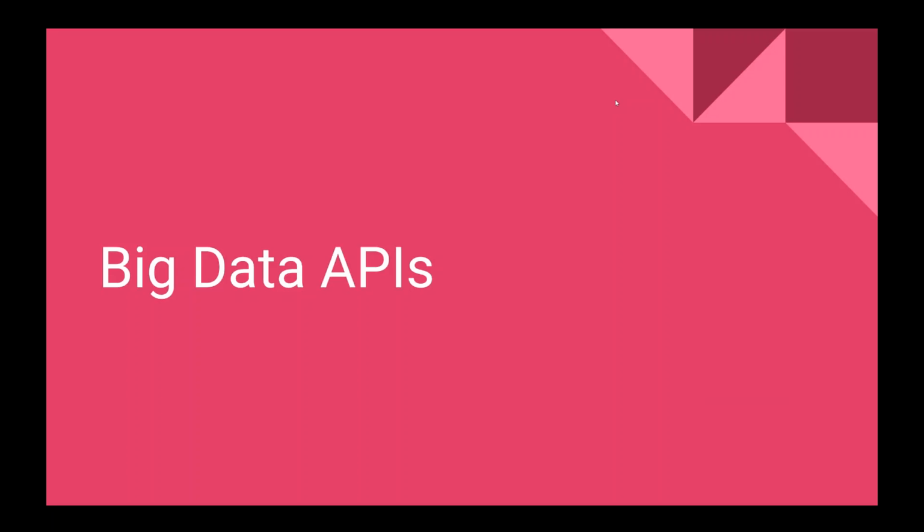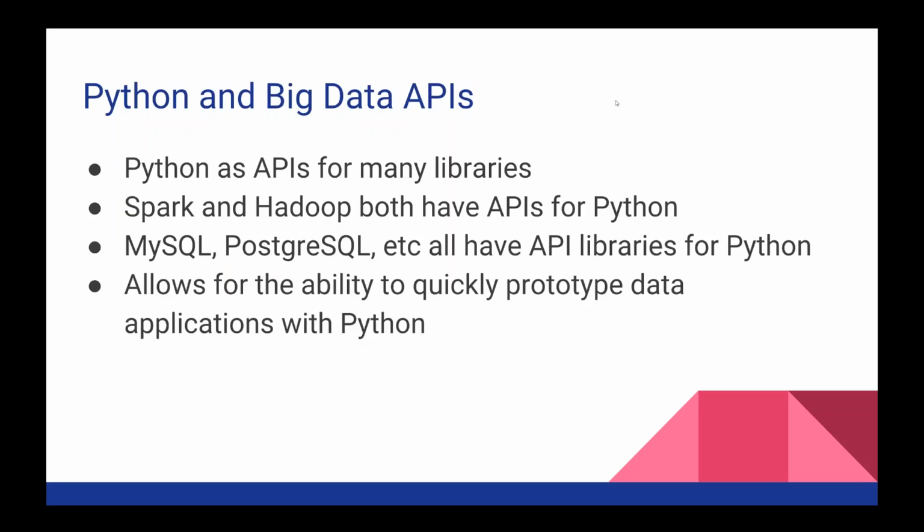So let's talk about big data APIs. Python is getting more and more popular as an API for a lot of these big data technologies that are coming out. Python has APIs for many libraries. Spark and Hadoop both have APIs for Python. If you've ever dealt with big data, you've probably heard of Hadoop as a distributed system, and you've probably heard of Spark, since it runs about 100 times faster than Hadoop. And there's also MySQL, PostgreSQL, etc. All these SQL databases and engines have API libraries for Python.